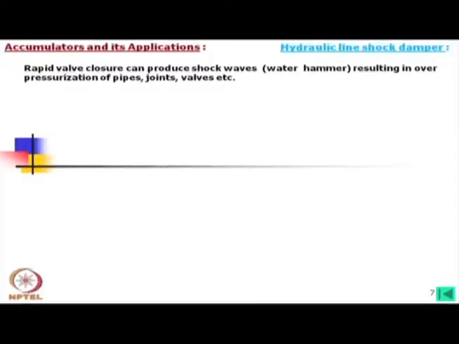Now, it can be used as a hydraulic line shock damper. Rapid valve closure can produce shock waves, water hammer, resulting in over-pressurization of pipes, joints, valves, etc., and it can even damage the system. You see, this is named water hammer because it was maybe first observed with water flowing in water storage systems, but it can happen in any liquid.